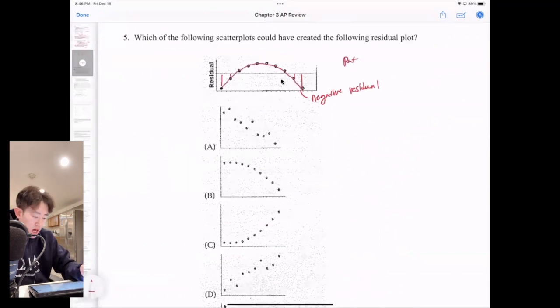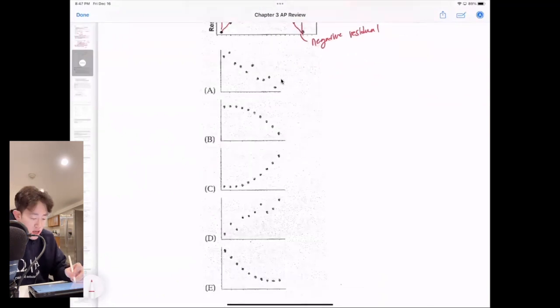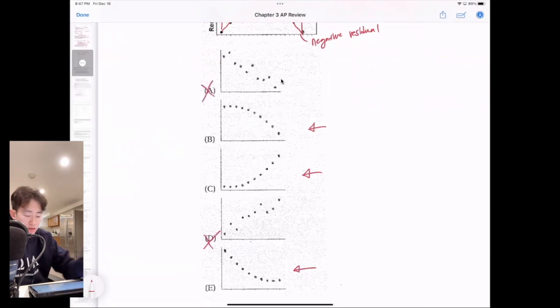Now recall that a pattern in the residuals means that it needs to be transformed. It's nonlinear for your actual graph. So you want to have a nonlinear graph, which I can see is not going to be A or D, because they show me a linear relationship.